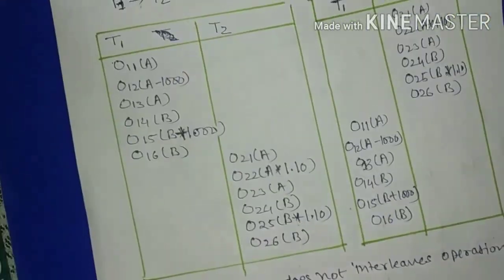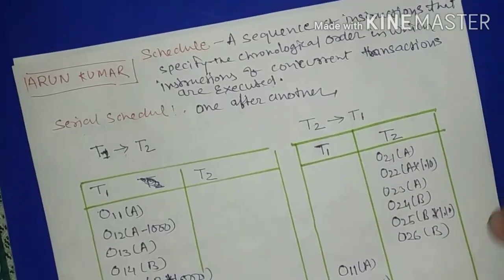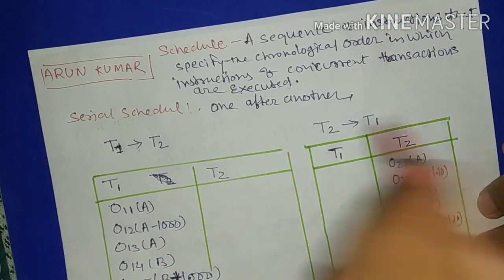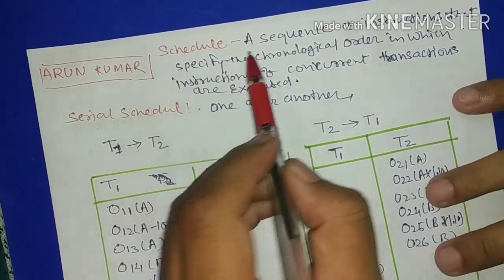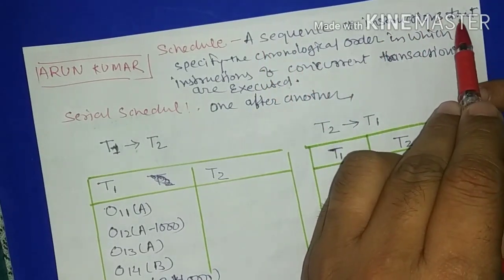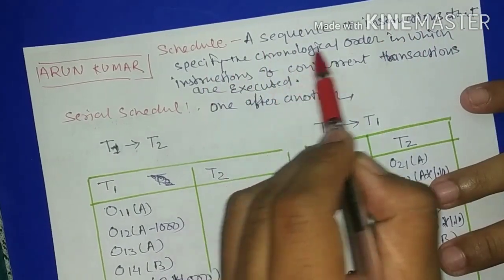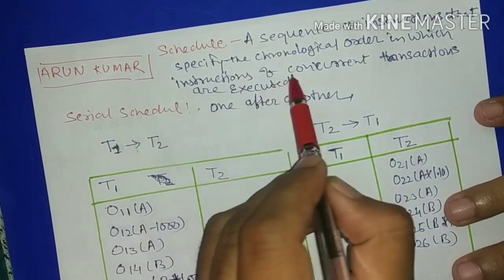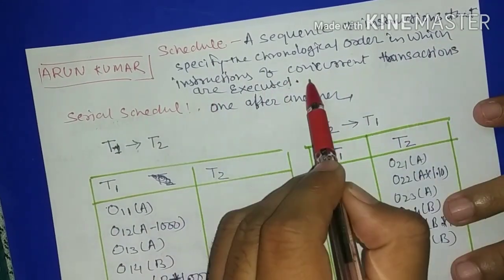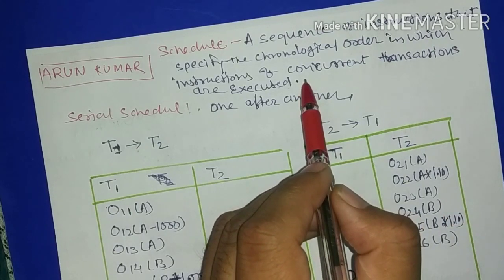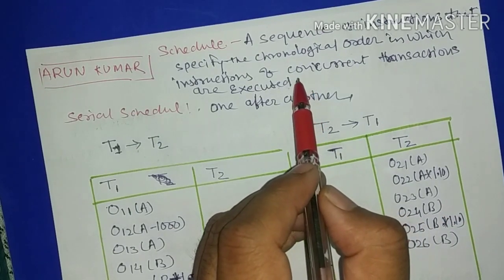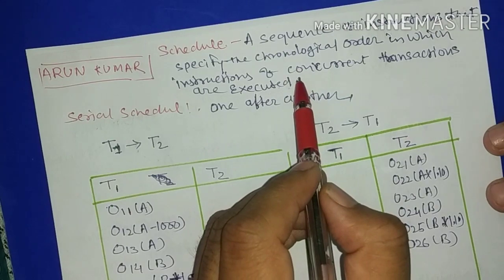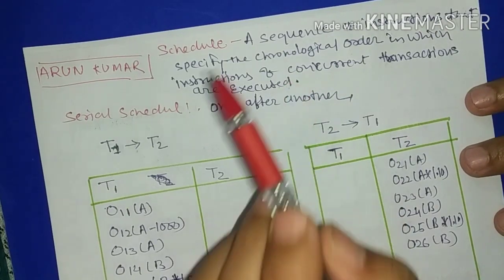A schedule. What is the meaning of a schedule? A schedule is a sequence of instructions that specify the chronological order in which instructions of concurrent transactions are executed. In the same way, the definition of a schedule is a series of operations as executed by the DBMS.